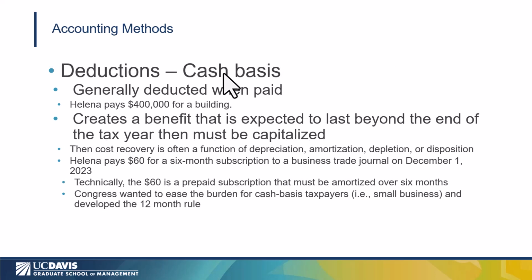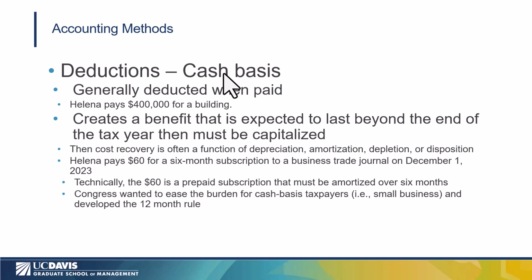All right, let's flip over to the deduction side. So let's start with cash basis. So as I mentioned at the top of this video, generally a cash basis taxpayer deducts an expense when it's paid. But let's think about if Helena pays $400,000 for a building. Does Helena deduct $400,000 for the cost of a building? Well, that honestly, we know that doesn't make sense, right? You got to capitalize that cost.